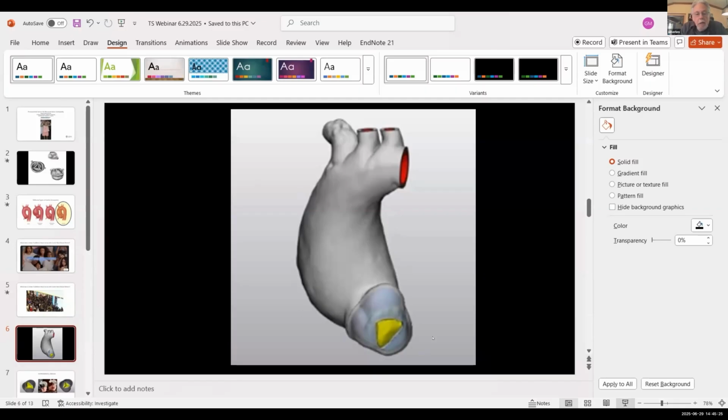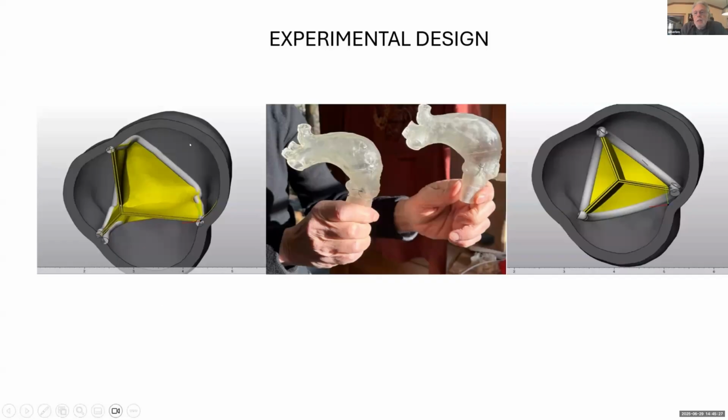And here is the experiment that we did. We did a flexible 3D print of this individual's aorta. And then we made a valve using our patented technique. And we've placed a valve that reflects the shape of the aortic sinuses, one large sinus and two small sinuses, just like I showed you in that first picture.